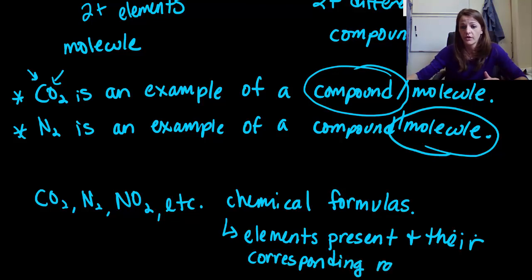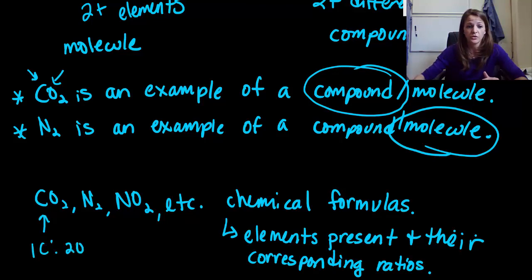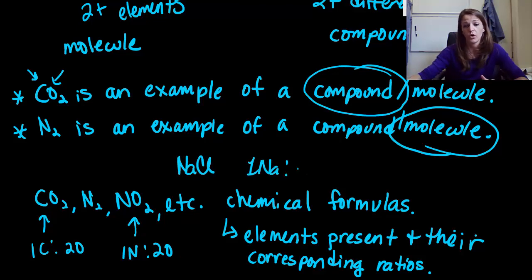ratios. So what's super important about that is what we can see here is that there's 1 carbon to every 2 oxygens for that one. For here, there's 1 nitrogen for every 2 oxygens. If I were to write out sodium chloride, you would tell me that there's 1 sodium for every 1 chloride. We absolutely have to be able to do this, and we really need to dive deeper into chemical formulas. So I'll see you in the next video.